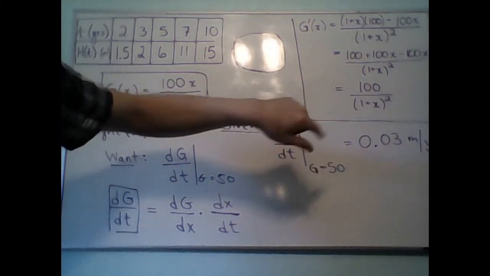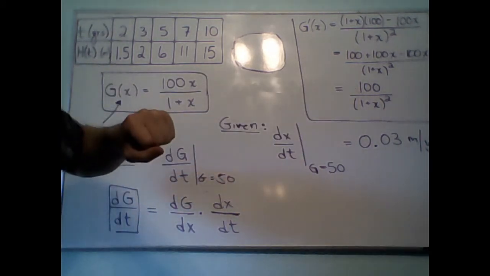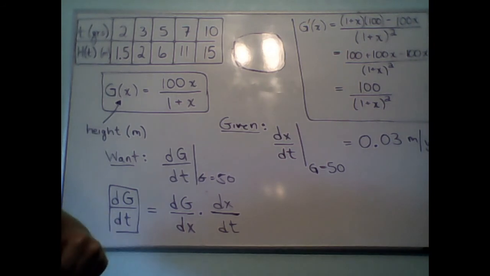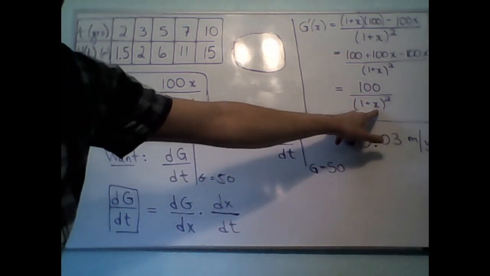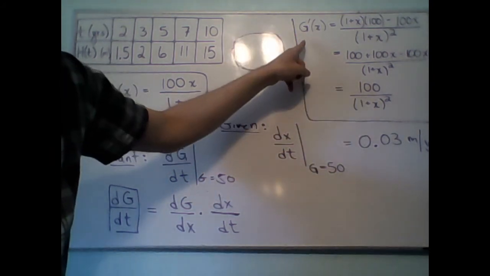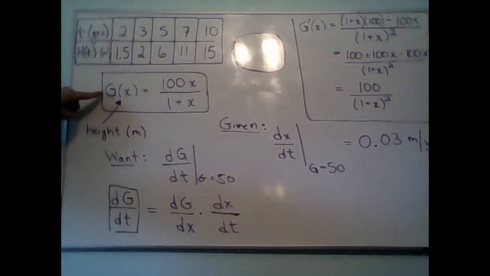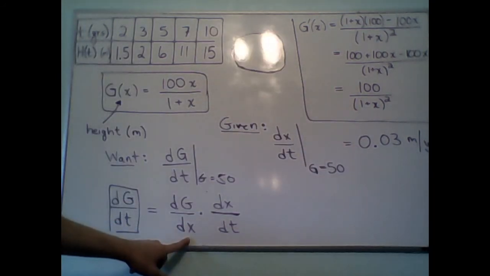And what I'd like to know is, what is the value of this expression when the height of the tree is 50? Uh-oh. X is not the height of the tree. I can't just plug in 50 for x. This is a tricky one. G is the height of the tree. So I need to figure out what is x when g is 50. And then I can plug that value in for this x to get dg dx when g is 50.